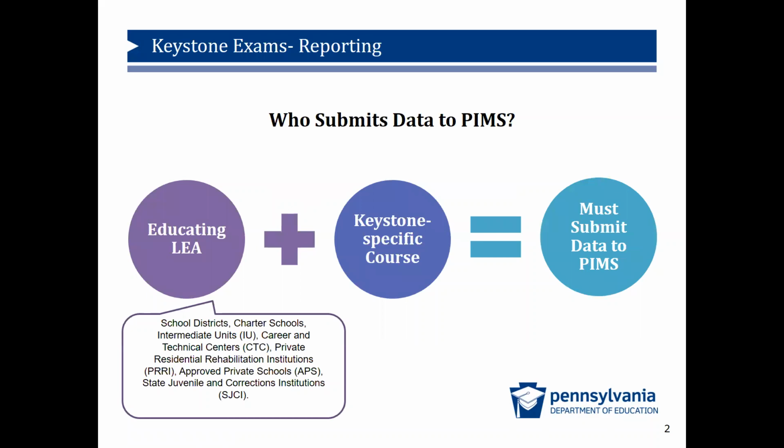Who submits data to PIMS? Any entity that teaches a Keystone-related course must assess the student in algebra, biology, and/or literature with an end-of-course Keystone exam. Keystone courses are designated by the LEA. Designating a course as a Keystone course is a local decision and not mandated by PDE. LEAs should look at the content standards for a Keystone course before designating the course to ensure that the students have the requisite knowledge to demonstrate proficiency in the Keystone exam.